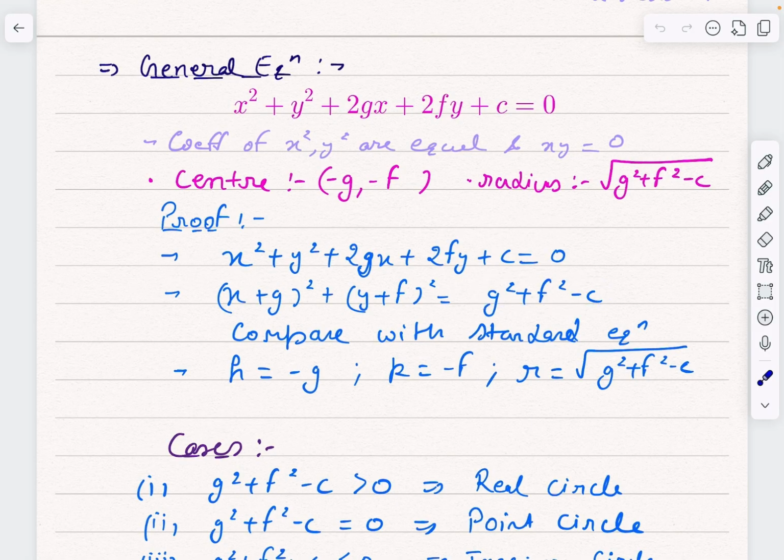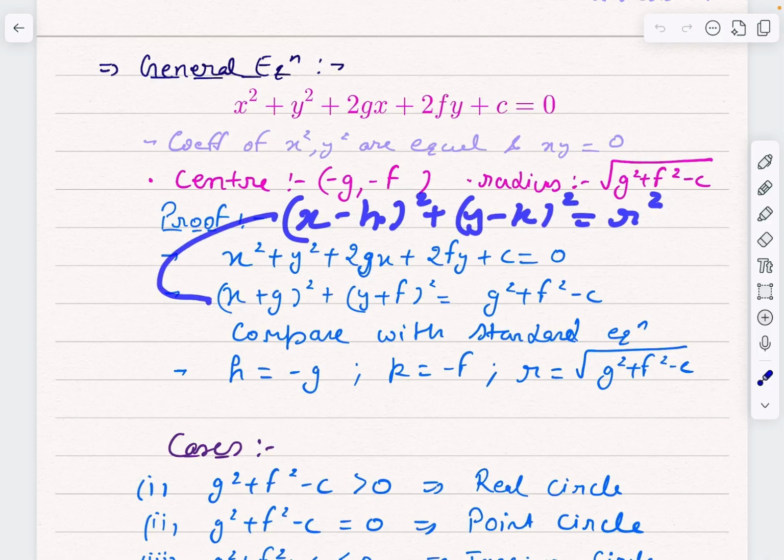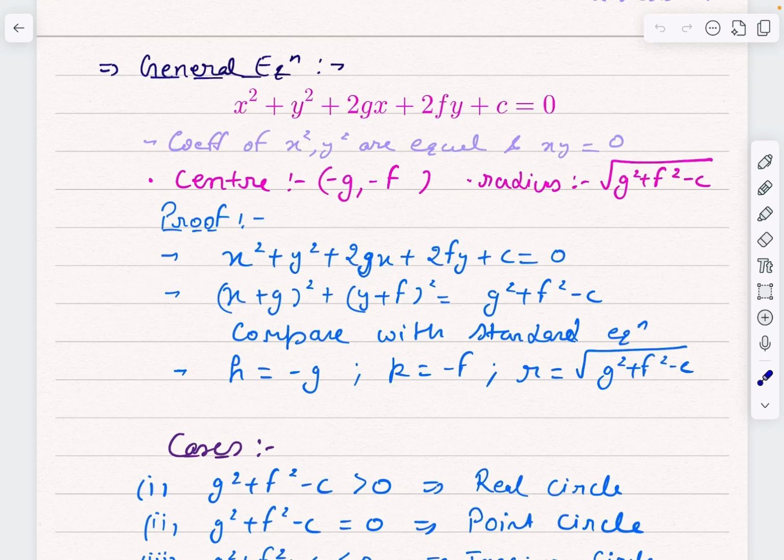Now, if we compare with the standard equation, that was (x minus h) square plus (y minus k) square is equal to r square. So, if you compare these two things, you can say h will be minus g, k will be minus f, and r square will be this thing. So, r will be root of g square plus f square minus c. Okay, so this is how we get this finally.